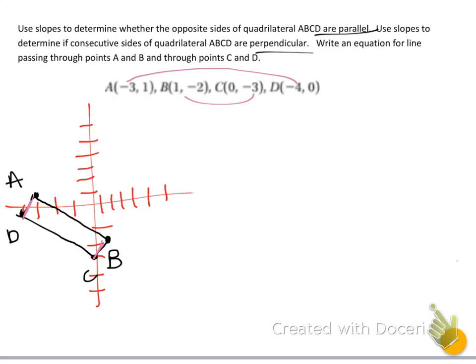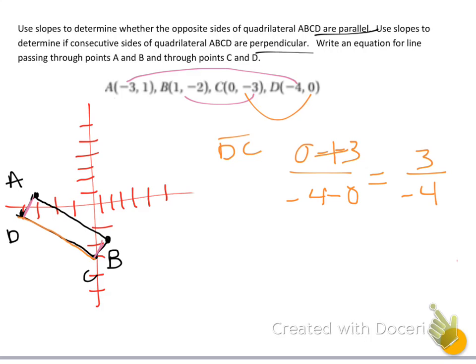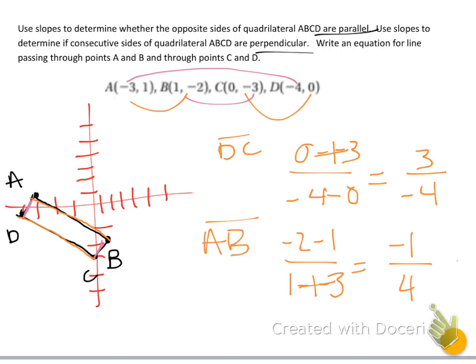So we're going to change colors here. So I have DC. So DC, 0 minus negative 3 over negative 4 minus 0. So 3 over negative 4. And then my other side is AB. So AB, negative 2 minus 1 over 1 minus negative 3. Negative 3 over 4. Okay, so those two sides are not parallel.